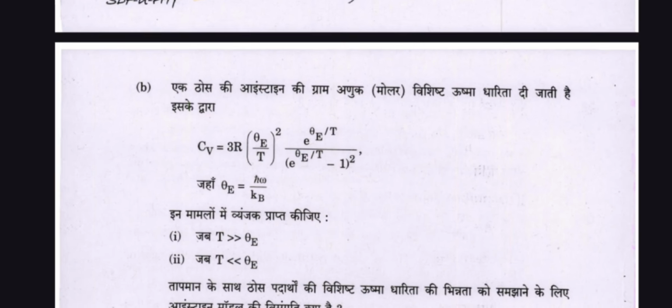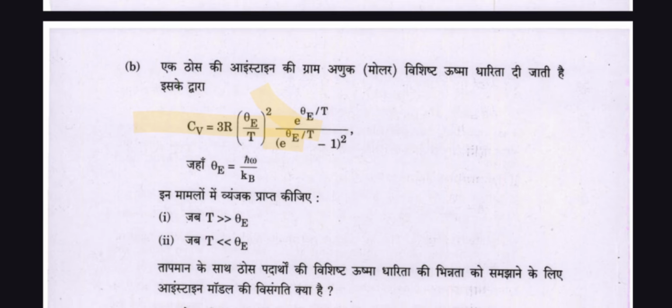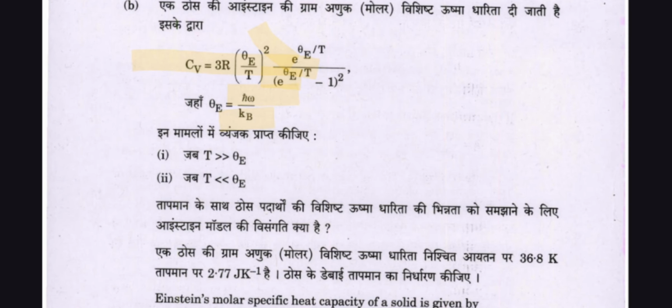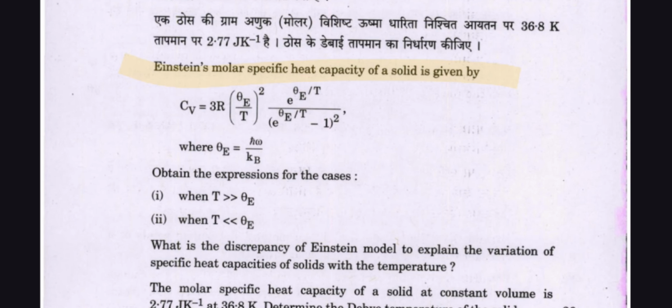And here derivations. Cv is equal to 3R times (theta_E over T) whole squared, times e to the power theta_E over T, over (e to the power theta_E over T minus 1) whole squared, where theta_E is equal to h omega over kB. So this is the Einstein molar specific heat capacity of a solid. Obtain the expression for the cases when T is greater than theta_E and when T is less than theta_E, so this is high temperature and low temperature.